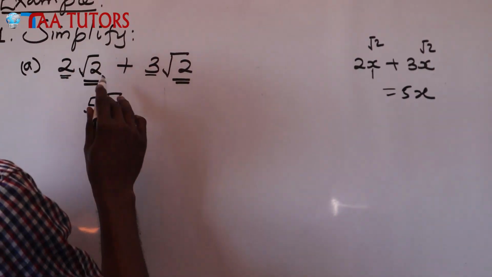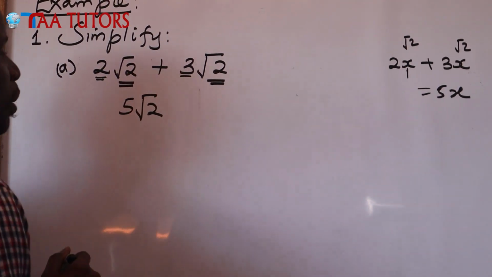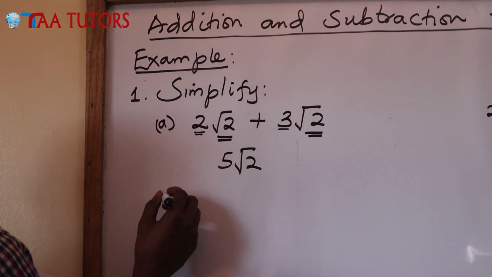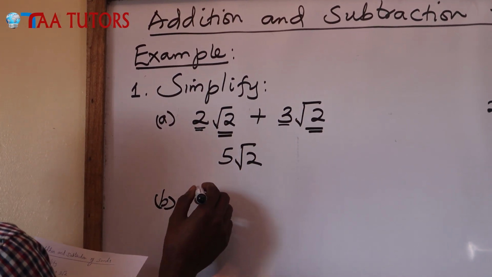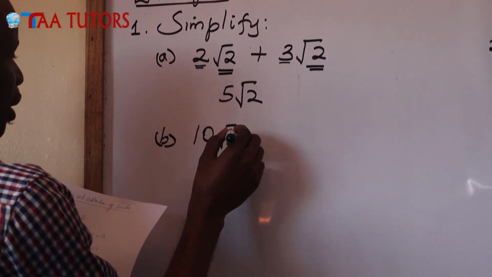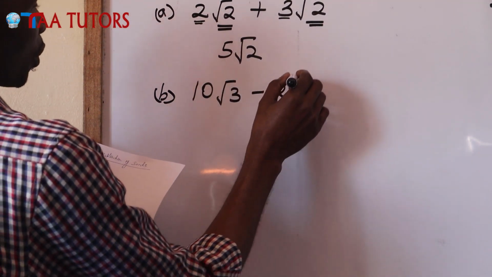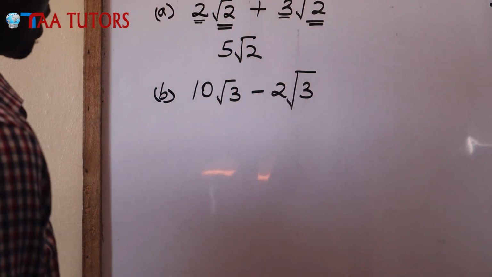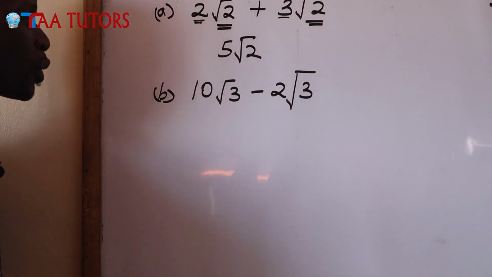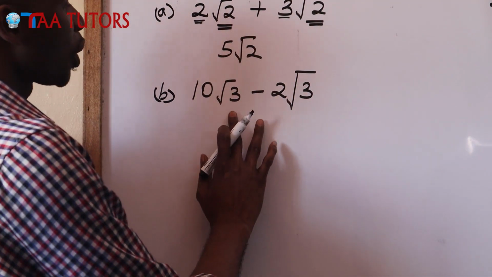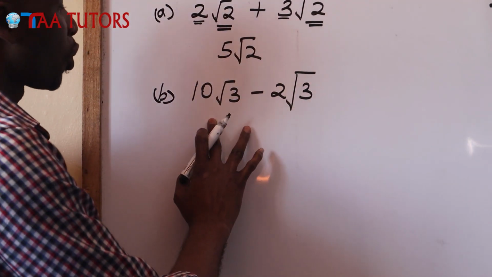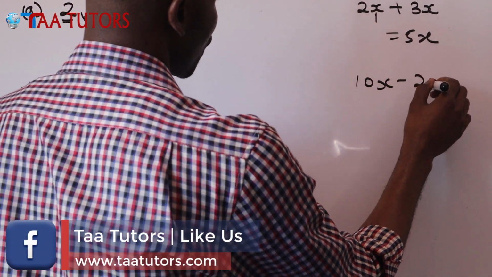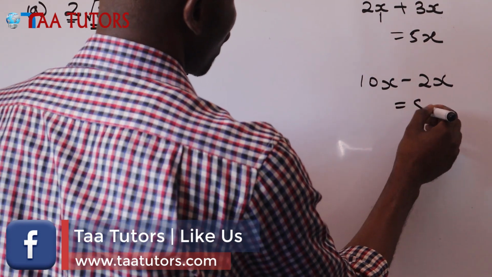But if these terms are not the same, then you cannot add them because we don't have like terms. Let us see example B, which is 10 SAD 3 minus 2 SAD 3. Just like addition, we are going to do the same with subtraction. This is the same as if you have 10x minus 2x, so that you will have 8x.